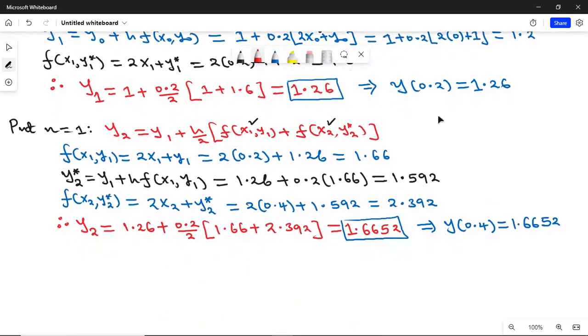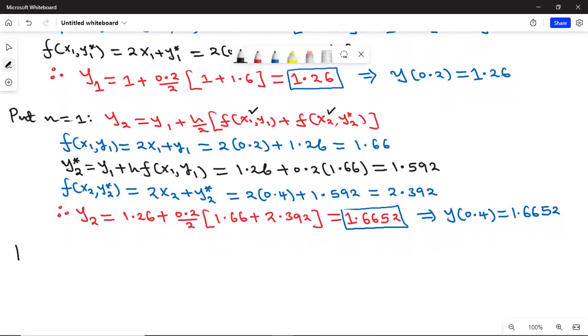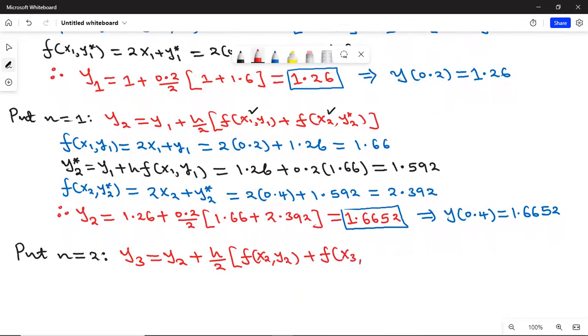Now n is equal to 2. Put n equal to 2 in the iterative formula. That will give us y3 is equal to y2 plus h over 2 into f of x2 y2 plus f of x3 y3 star. So we need to find y3 star, but before we find it, let's first of all find f of x2 y2.